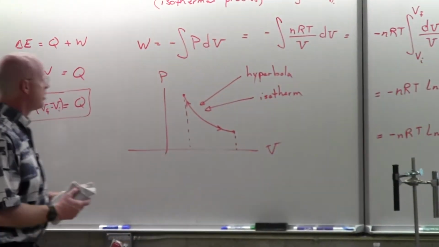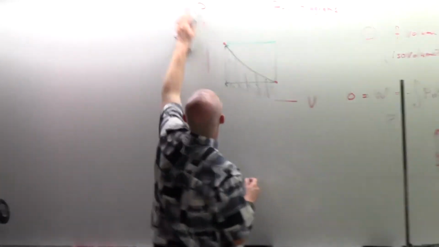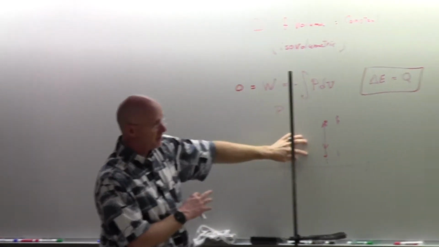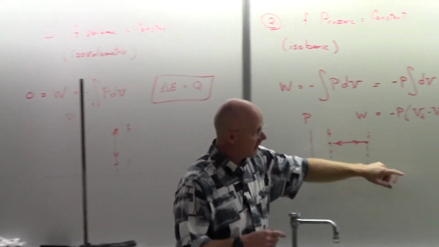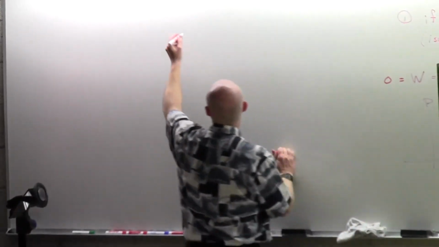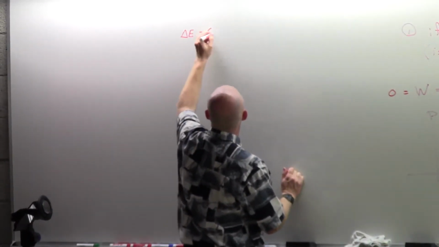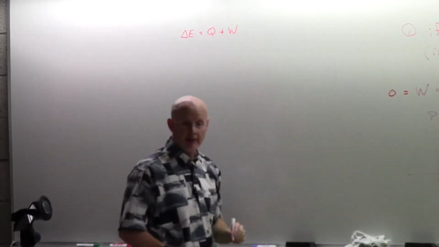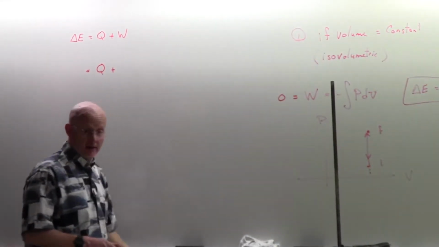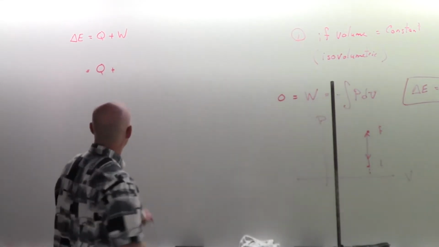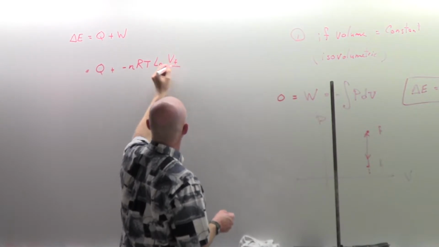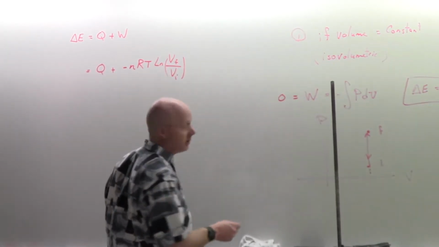And I've kind of run out of room, so I'll continue on over on this side of the board. But just like in all these cases, we did the calculation for the work, we looked at a PV diagram, and then we did the first law of thermodynamics. We can really do the same thing again. We could say delta E is equal to Q plus W, right? And I just did the W. I just did the work. The work is a negative nRT natural log of final over initial.